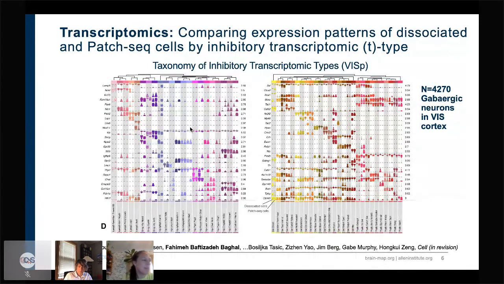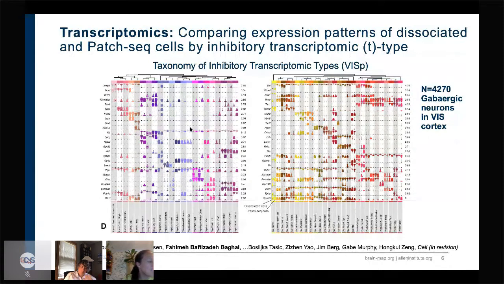So an important first step in this pipeline was to create a reliable method for mapping cells collected via patch-seq to the dissociated cell transcriptomic taxonomy described in the Tasic et al. 2018 paper. Fahima Baftizadeh, I'm sorry, Fahima, was able to do this using the most differentially expressed genes between cells, bootstrapping, and KL divergence to yield T-types with consistent mapping between the two data sets.